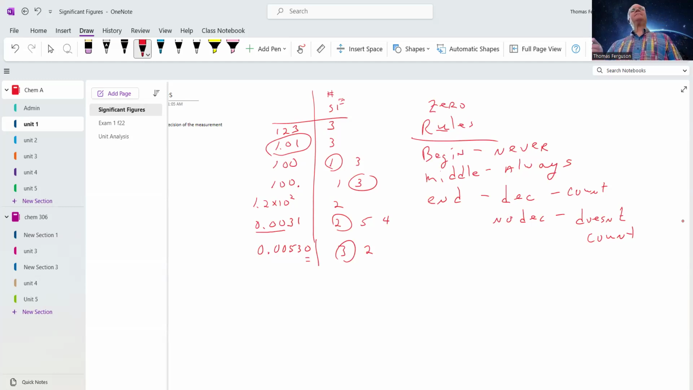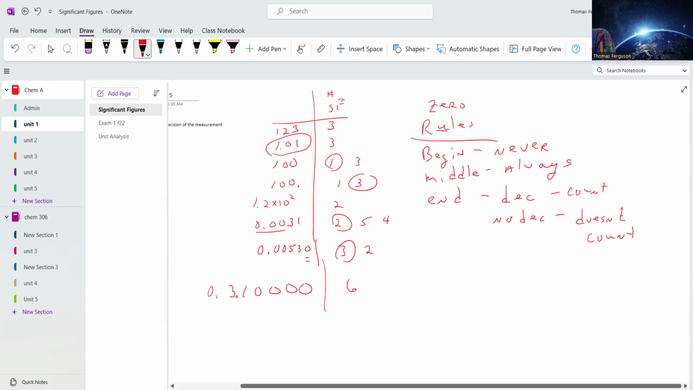If it's at the end and there's a decimal point present, it counts. Okay. So if you have that number, okay, trailing zeros, right? How many we got here? We have 4. Okay. There's a decimal point there. So all 4 of those zeros count. So this would have 6. In the beginning, never. That's right.